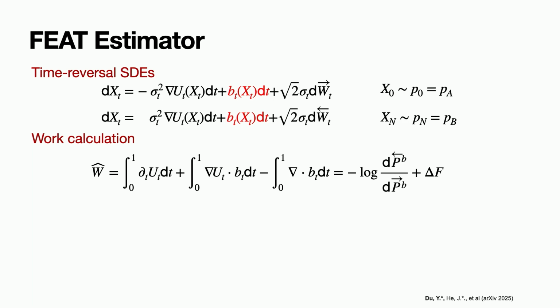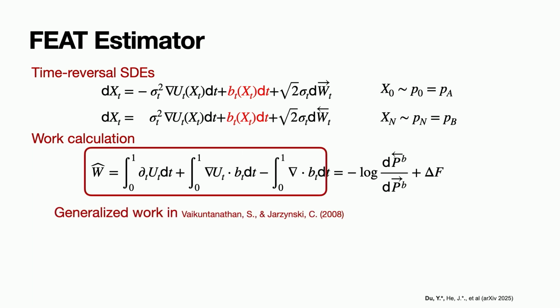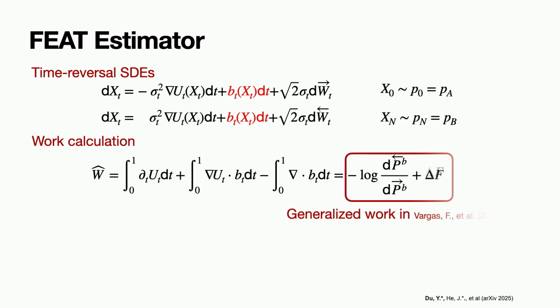So Jarzynski equality and the Crooks fluctuation theorem, both relations still hold, but you need some corrections, which I call the generalized work, W hat. This was proposed by Jarzynski and Vaikuntanathan in 2008 with the motivation to reduce dissipation. And in 2022 and 2023, there are two or three works that prove this from stochastic calculus or PDE, that this relation still holds.